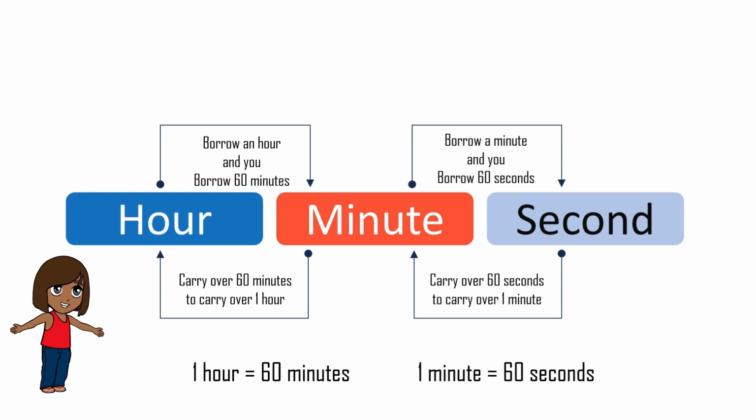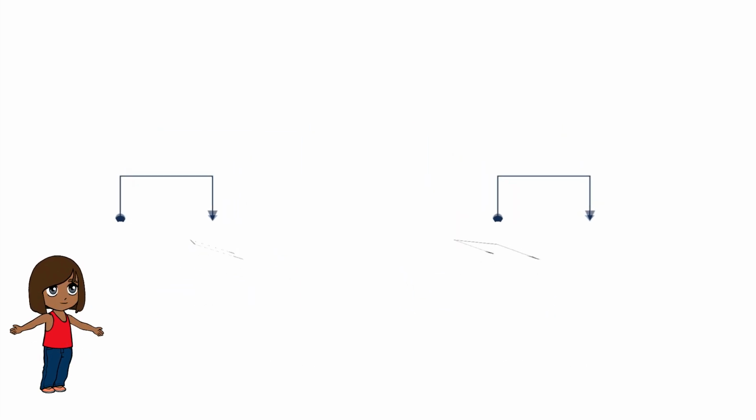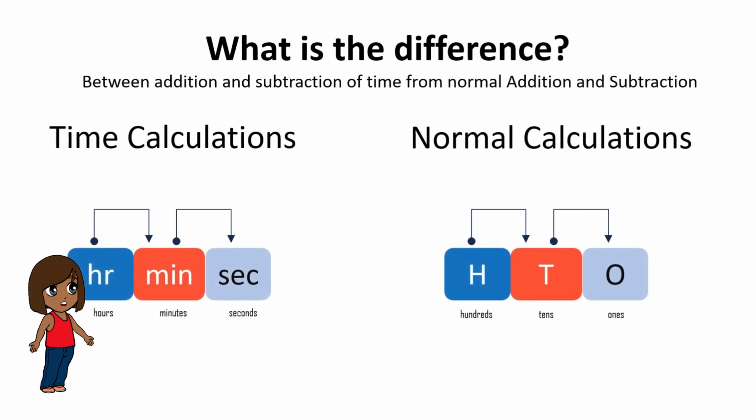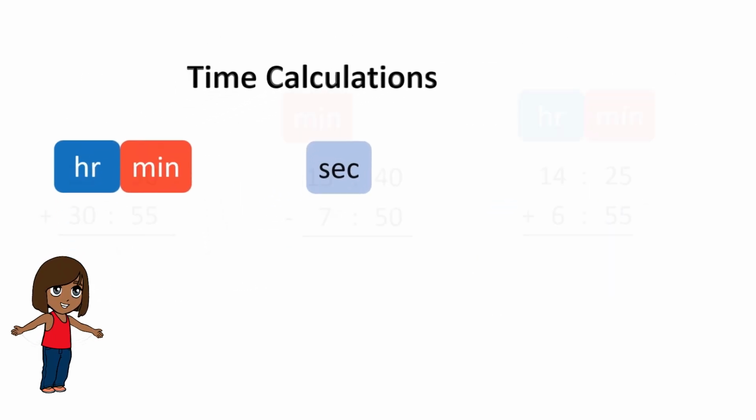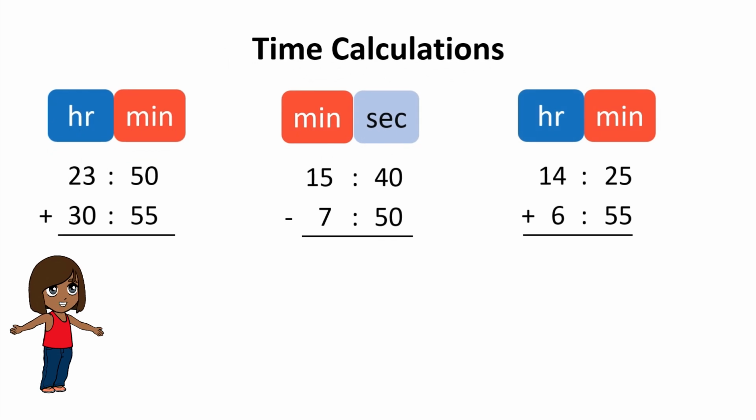So why the difference? In normal calculations, we use base 10 because we use the decimal system. So we carry over in multiples of 10. However, in time, we use multiples of 60, which is a sexagesimal system originally used by the Babylonian civilization. We will solve these 3 questions today to understand calculations in time.